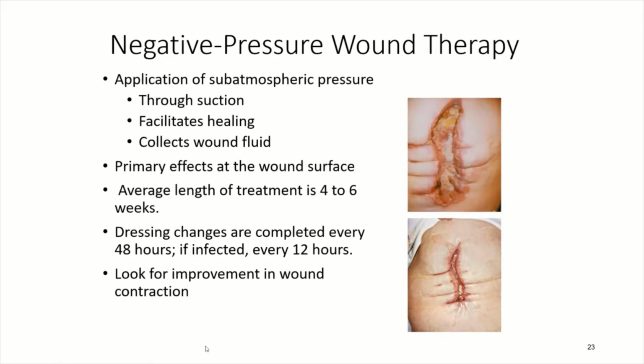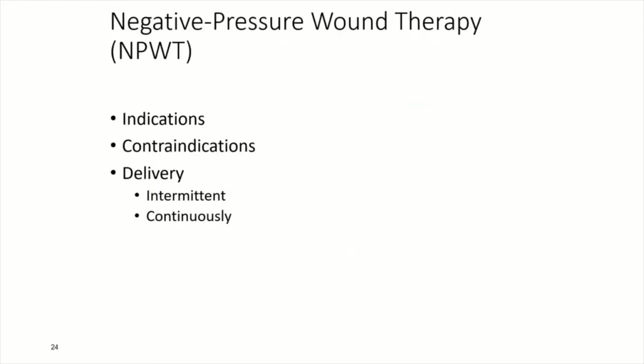If I'm going in and I'm changing this dressing, or I'm the home health care nurse that goes in and changes this dressing every couple of days, how do I know that the treatment is effective? I'm looking for contraction. What we mean by that is, if you see this top picture, it's pretty open, and then we look at the bottom picture and we see it contracting, it's coming together. So we're looking for wound contraction as a sign of improvement, that our negative pressure wound therapy is effective.